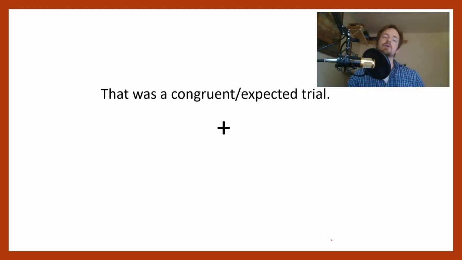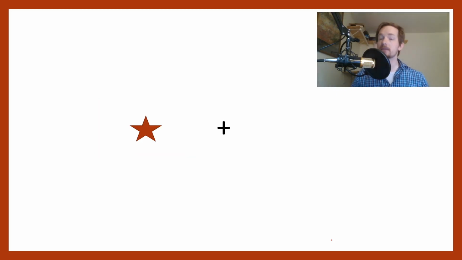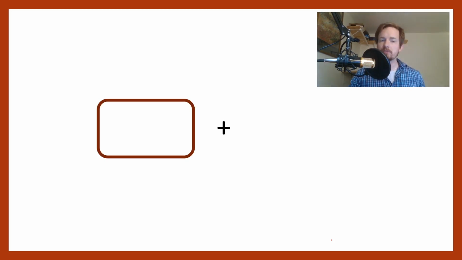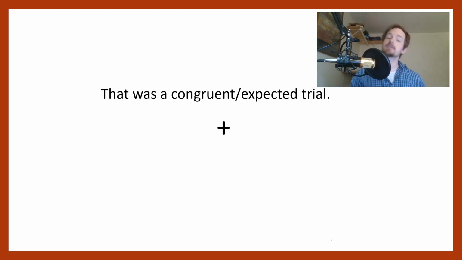But this is what's called a congruent trial, sometimes called an expected trial, because we have this irrelevant cue pop up on the same side of the screen that the star shows up. So if you see something flash on the left-hand side of the screen, your attention is automatically going to be oriented in that direction, so that whenever you do see the star, you're able to pick up on it immediately because your attention is already in that part of the screen. So that's a congruent trial.